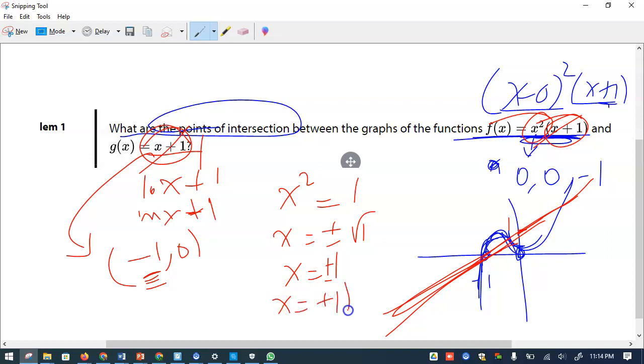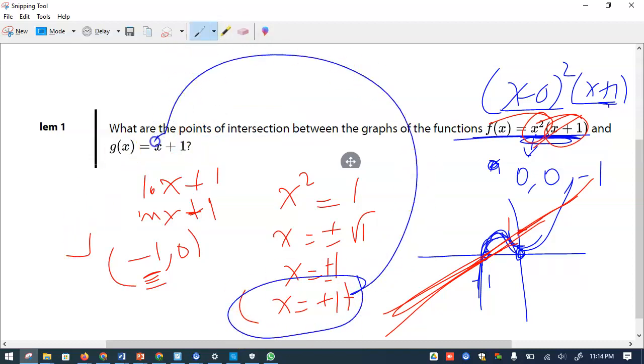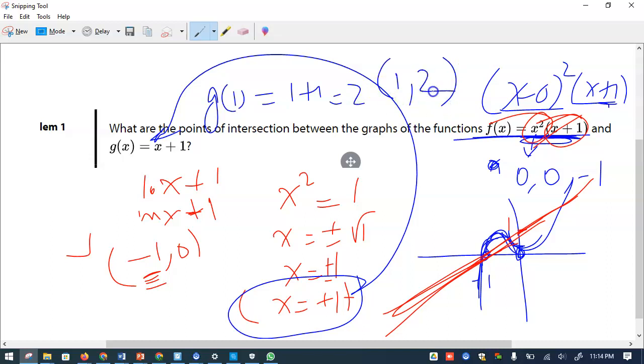is x plus 1. And when x is 1, you plug this into the second one, this x plus 1. So g of 1 is 1 plus 1, which is 2. That means the point is 1 and 2. That means this graph is something like this maybe. This one is wrong here. So this point is maybe 1 and 2. Where it is 1 and it is 2 here.